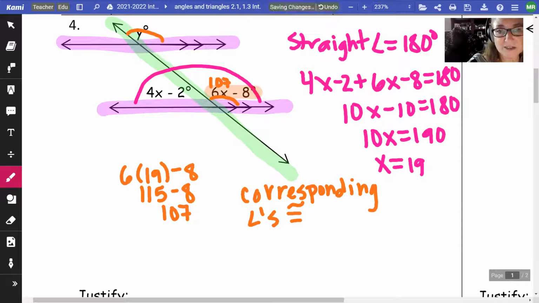So that means that my Y has to be the same as that 107. They're going to be equal to each other.